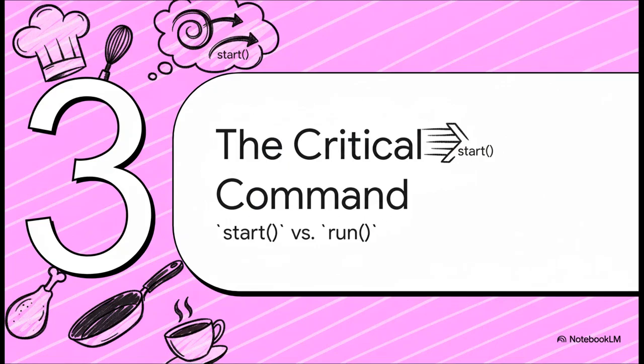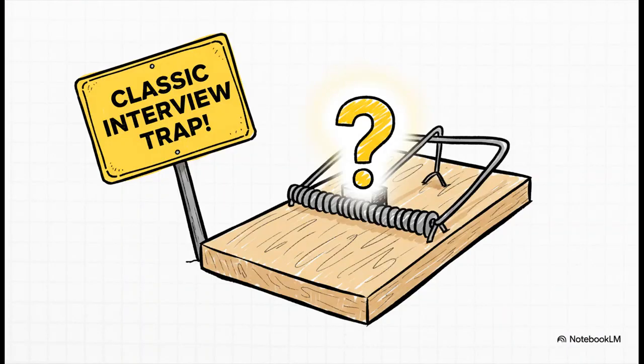All right, let's talk about what is, without a doubt, the number one point of confusion for pretty much everyone learning multithreading. It's the difference between two little methods that look almost the same. But trust me, getting this wrong means your super efficient parallel kitchen won't be parallel at all. So lean in for this one because this is a classic interview trap. Understanding the difference here is the key to understanding how a new thread actually comes to life and starts working.